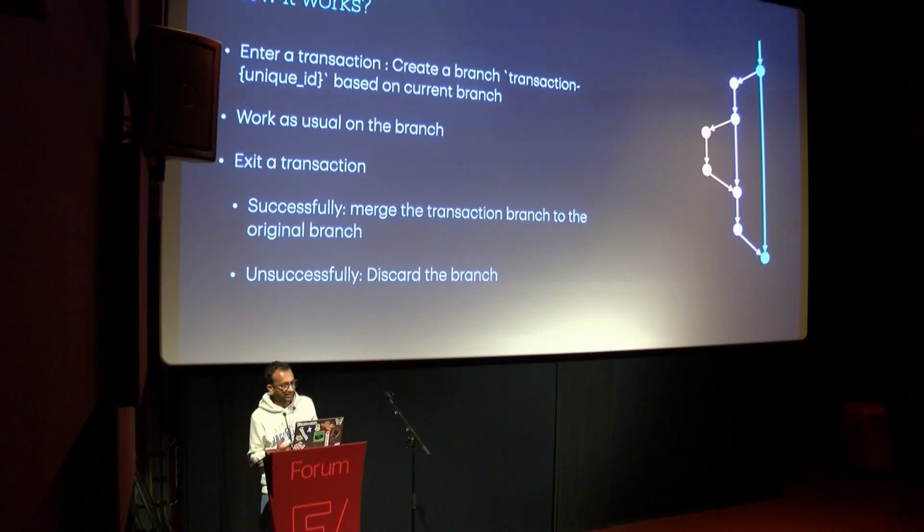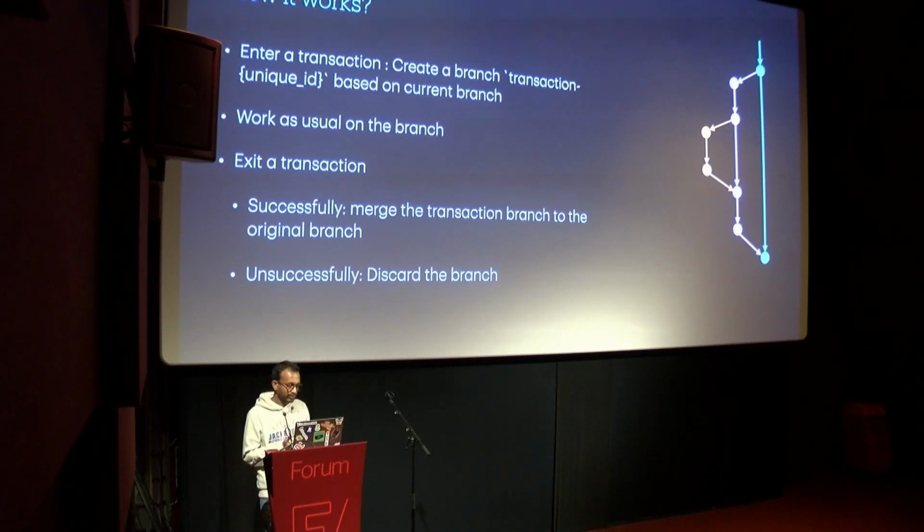If you exit the transaction unsuccessfully, you don't have to do anything, because we have not touched the original branch yet. Well, nothing. Basically, we just clean up that dangling transaction branch, but that's actually not mandatory. For nested transactions, the logic is exactly the same. We create another transaction branch, now based off the parent transaction branch. And once you exit the nested transaction, we merge that nested branch back to the parent transaction branch.